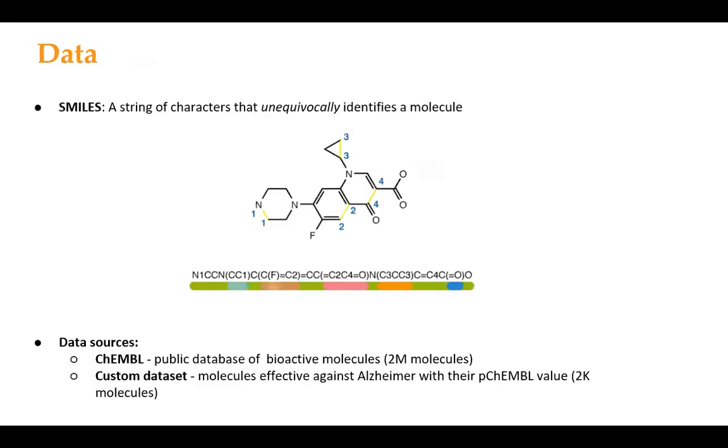So first, we should talk about the kind of data that we are working with. Molecules, there are different ways to represent them. What we use are the SMILES codes. The SMILES are string representations of characters, which unequivocally determine the molecule. So basically, if you have the SMILES code, you know the molecule, and if you know the molecule, you can get the SMILES code.